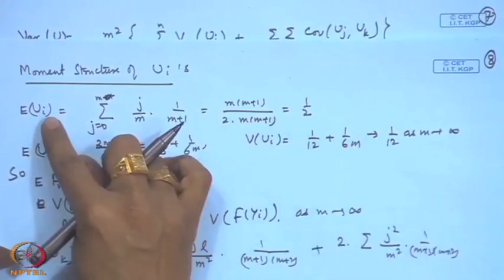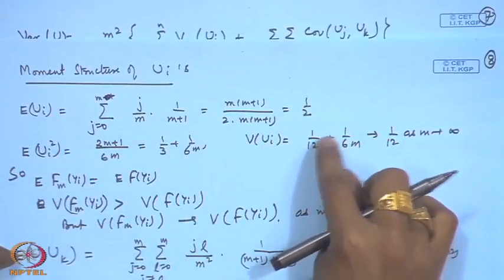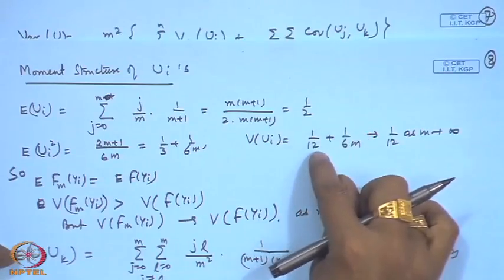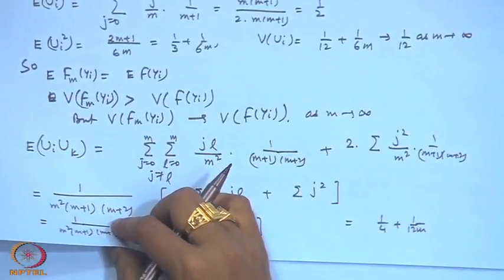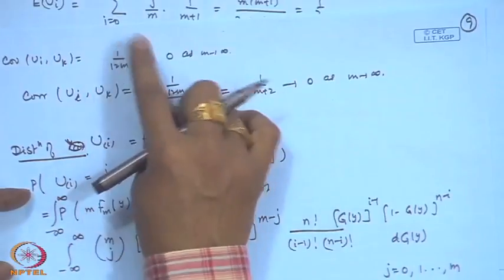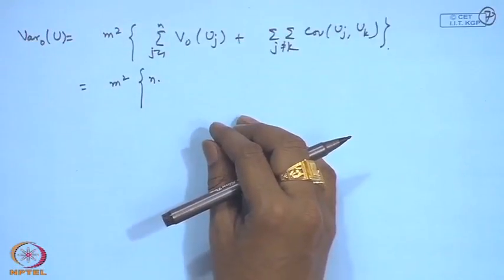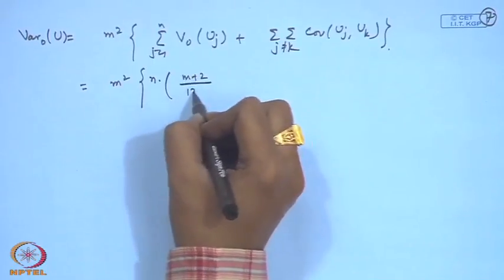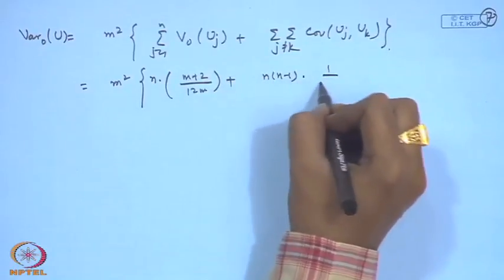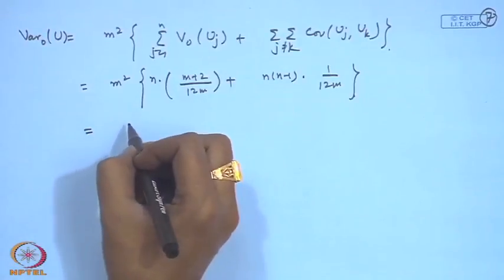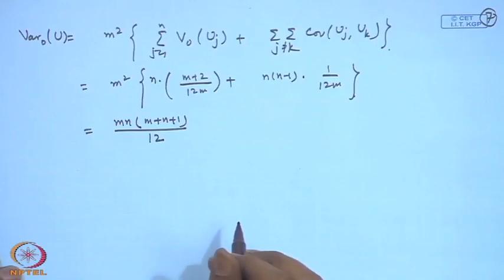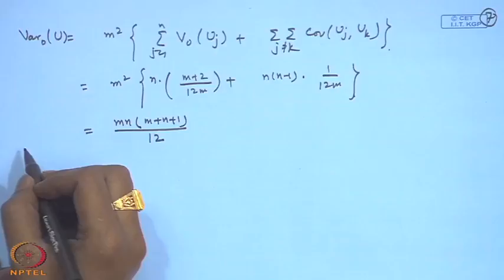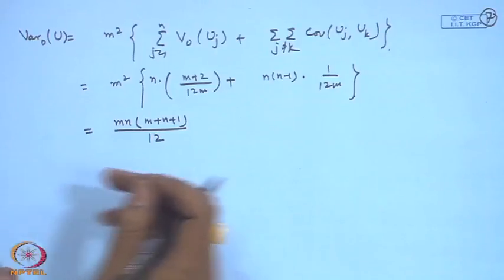Let me just recall those expressions here. You can see here the expectation of this was half, and the variance was derived as m plus 2 by 12 m. So, these expressions were derived and also the covariance term was derived here. The covariance term of this was equal to 1 by 12 m. So, we substitute all these terms here: m plus 2 by 12 m plus n into n minus 1 times 1 by 12 m. So, we can simplify these terms easily. This is equal to m n into m plus n plus 1 divided by 12.